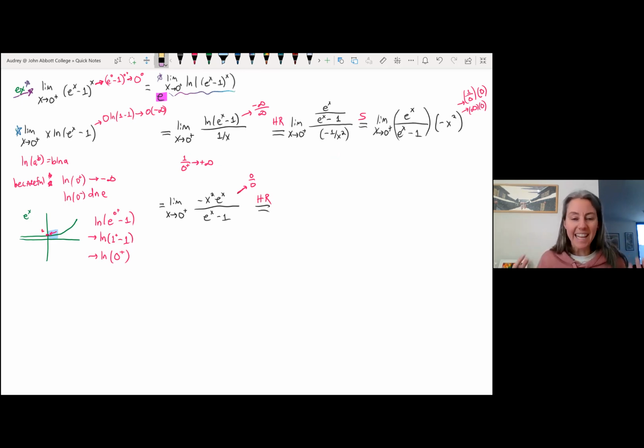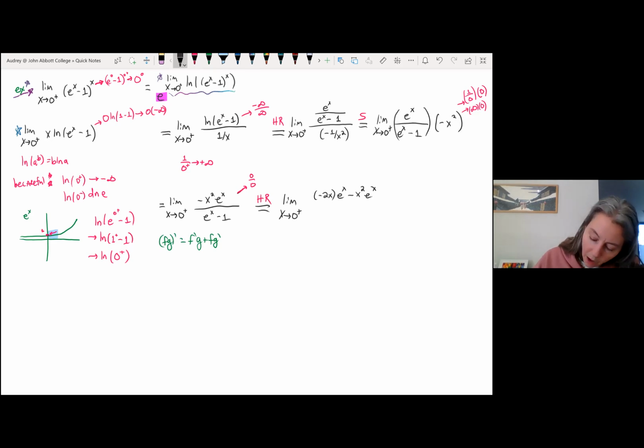So I just want to stress again, after applying L'Hopital's rule, don't just immediately apply it again. Don't plug in immediately. Simplify first. So I'm going to apply L'Hopital's rule again, and in that numerator, I'm going to have a product rule. So we'll remind ourselves of the product rule. We're going to have the limit as x approaches 0 from the right of the derivative of the first times the second plus the first times the derivative of the second, all divided by the derivative of the denominator.